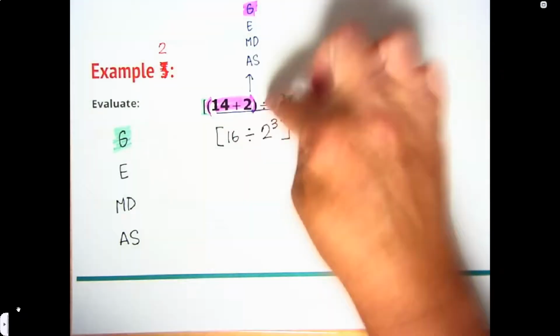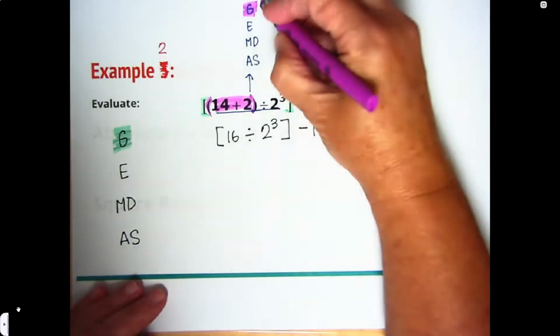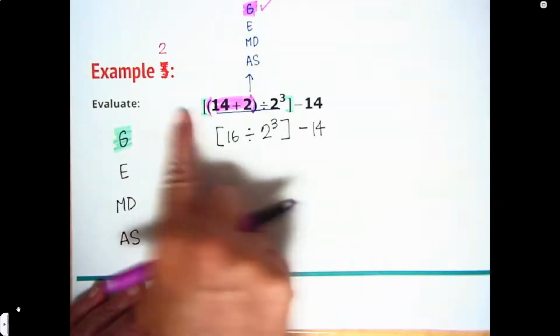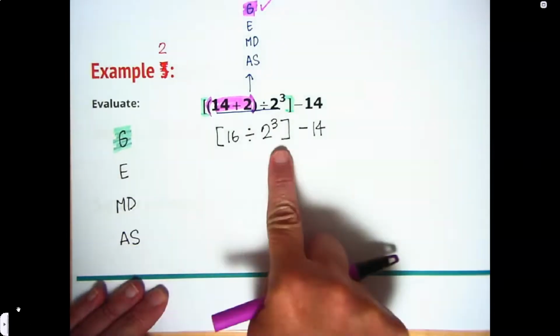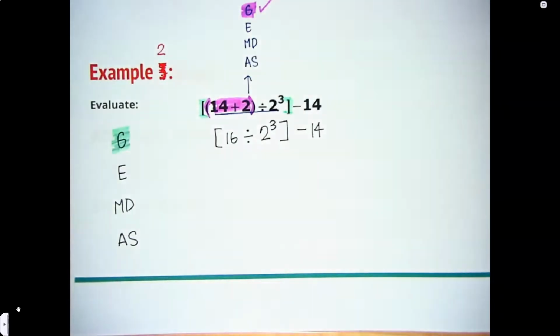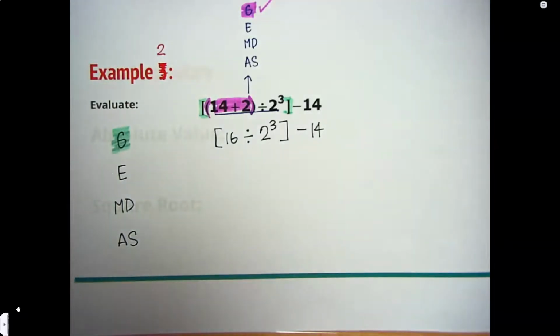Now, on this part of the problem right here, you've done the grouping symbols, so you can check that off. But for the entire problem, you are not done with the grouping symbols because there's still stuff to do inside of those brackets. So I hope that makes sense. If it doesn't, then certainly feel free to email me and let me know what your questions are.